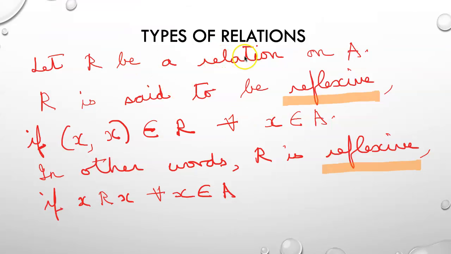Now we come to the types of relations. Let R be a relation on A. R is said to be reflexive if (x, x) belongs to R for all x belonging to A. In other words, you say x R x for all x belonging to A. So what does x R x mean? (x, x) belongs to R.